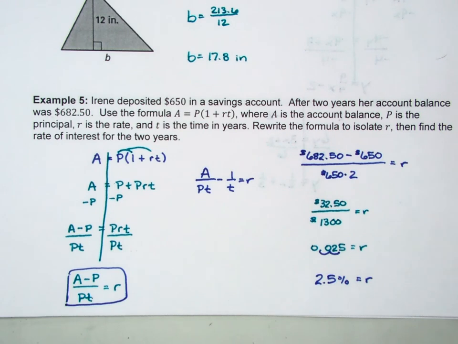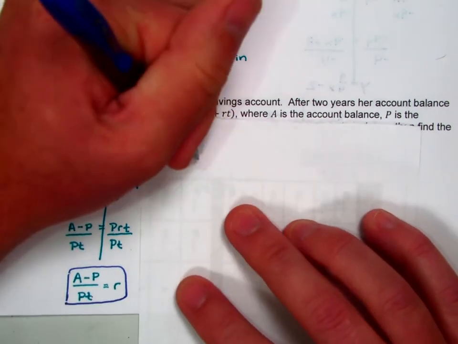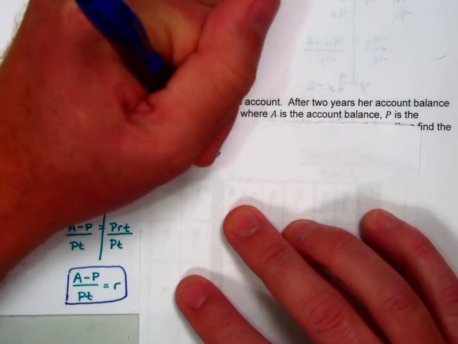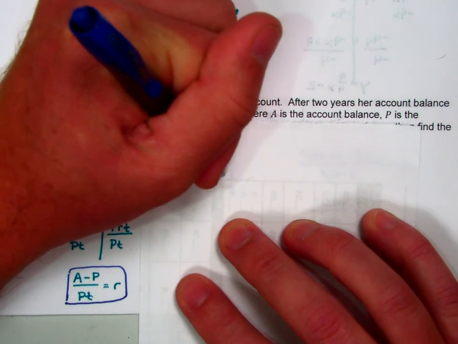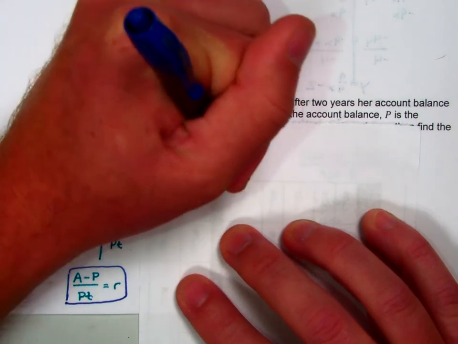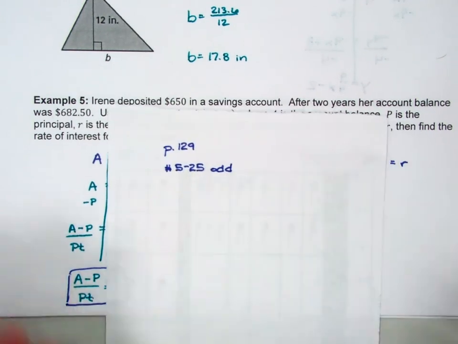All right, so your notes should be complete. For the rest of the hour, we're simply going to ask you to go ahead and work on your homework for tonight. And that is going to be page 129, numbers 5 through 25 odd. We will take a look at the homework and some additional examples and everything else for the next couple of days when I return. So good luck on the rest of your homework.